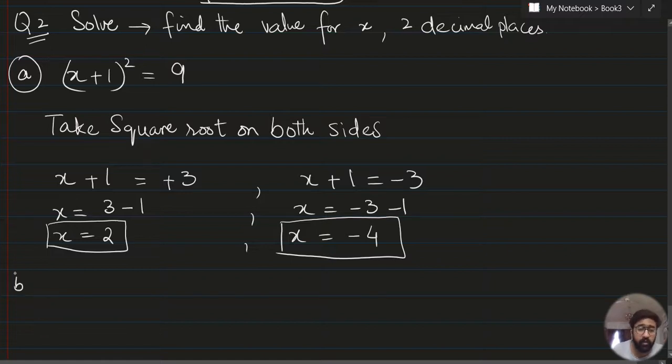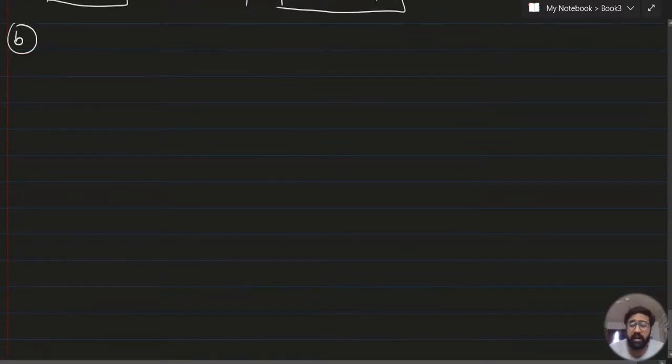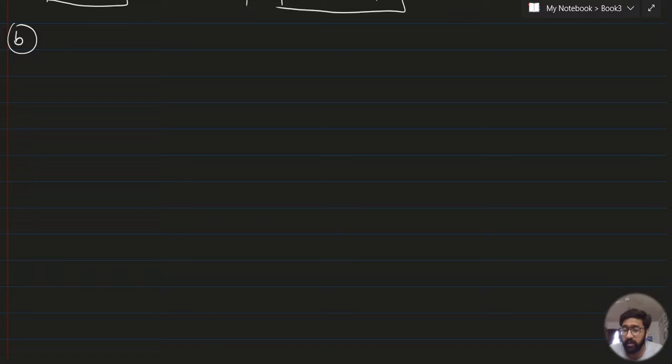Now let's move on to the b part. Let's say in this specific part, calculator wasn't specifically being used because the square root of 9 should be very much there in your head.